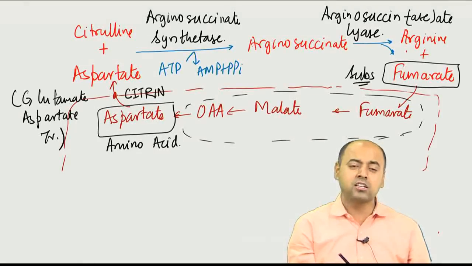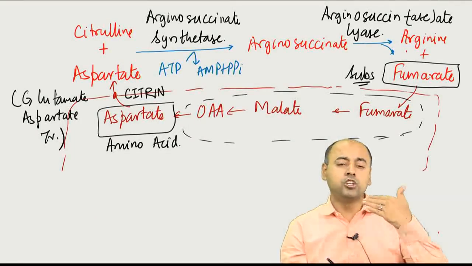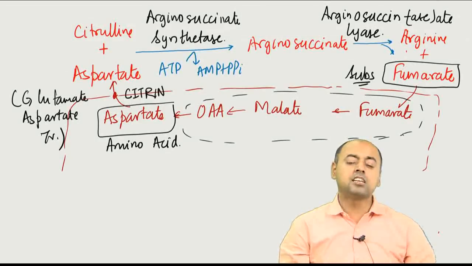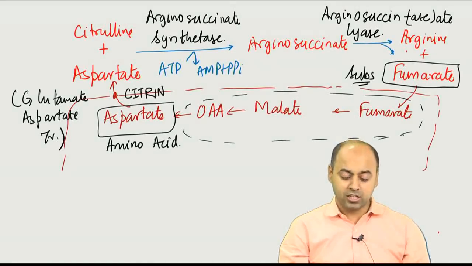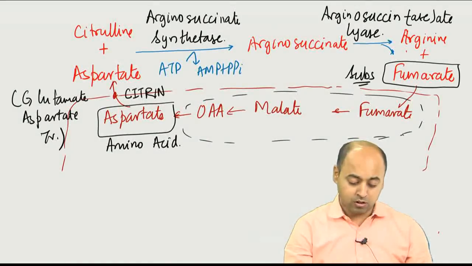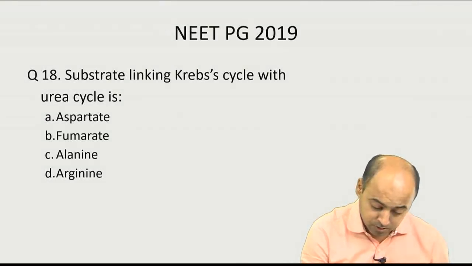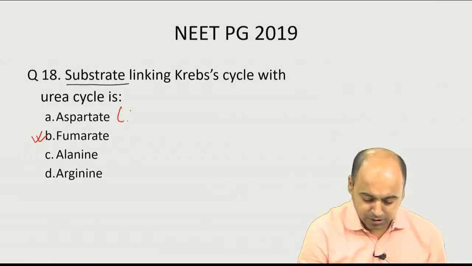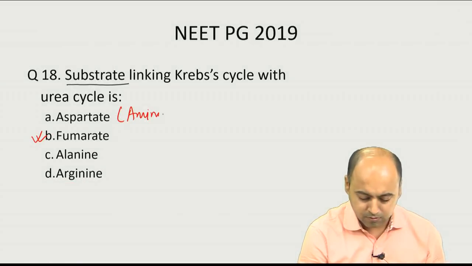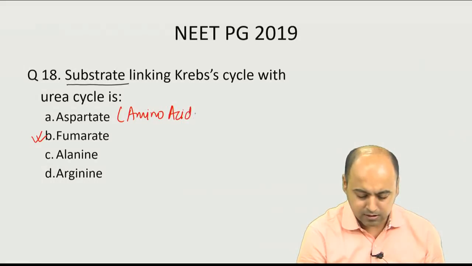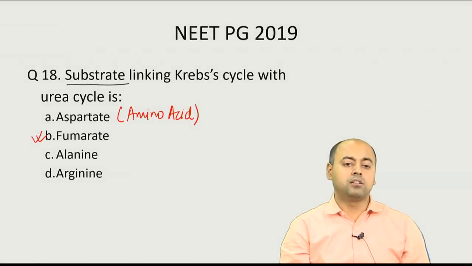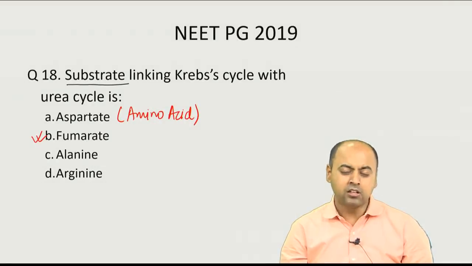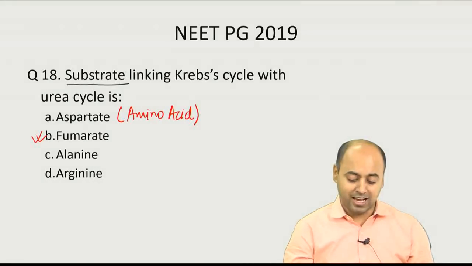The fumarate is the preferred answer as a bridge between the urea cycle and the TCA cycle or the Krebs cycle. The answer when it says substrate should be fumarate. If it mentions amino acid, in that case the answer would become aspartate.